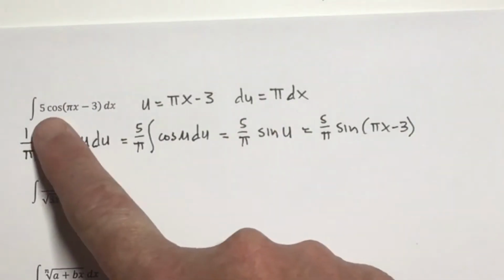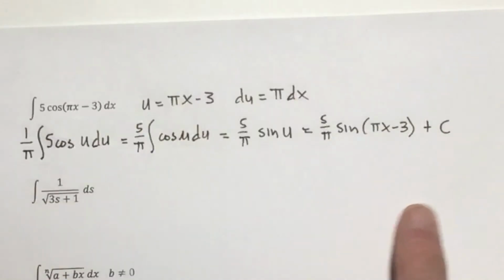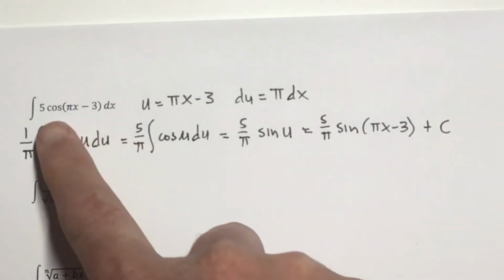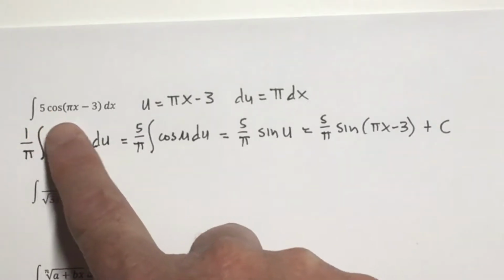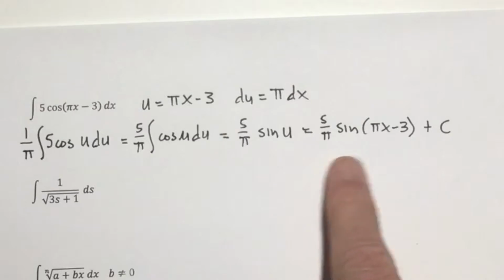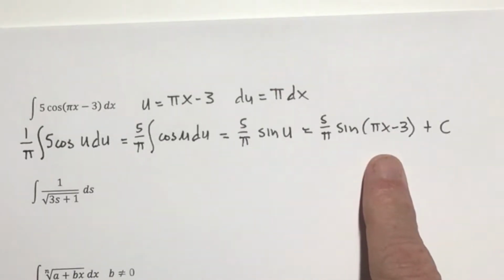Now remember though, this is an indefinite integral, so at the last I'm going to tack on a plus c, because that could be any constant. So there you go. The integral of 5 cosine quantity pi x minus 3 is equal to 5 over pi sine quantity pi x minus 3.